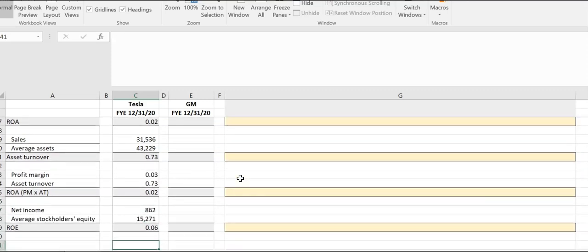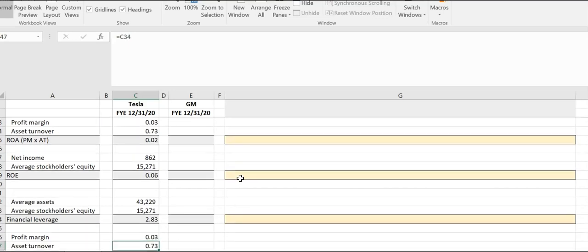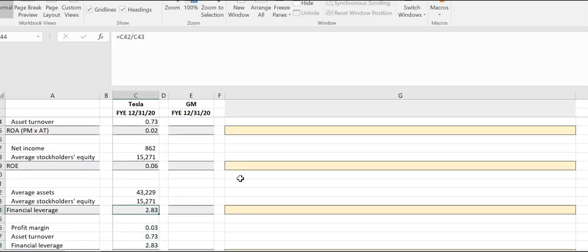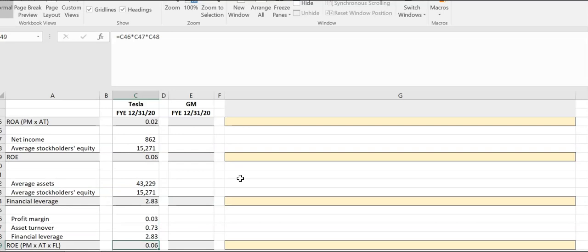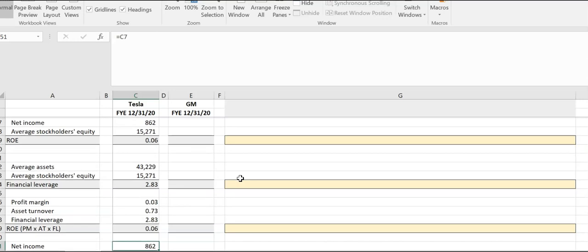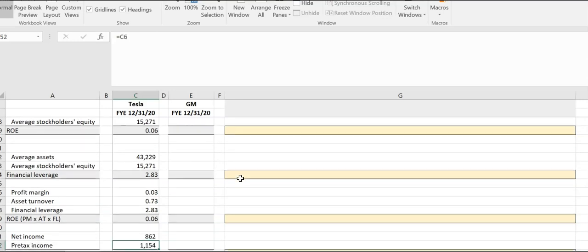Basic ROE shows that for every dollar invested in equity, we have about 6 cents of income being generated. But we want to look at that in its components. How much leverage is the company using? How much debt is it using? Well, assets are 2.8 times greater than stockholders' equity. So that's going to be one component of ROE. We can look at profit margin, asset turnover, and financial leverage together to get back to our ROE of 6%. Again, this is more informative once we compare it to a competitor.